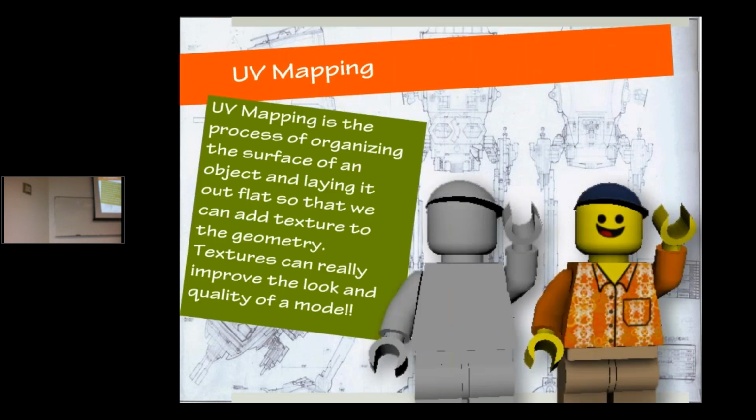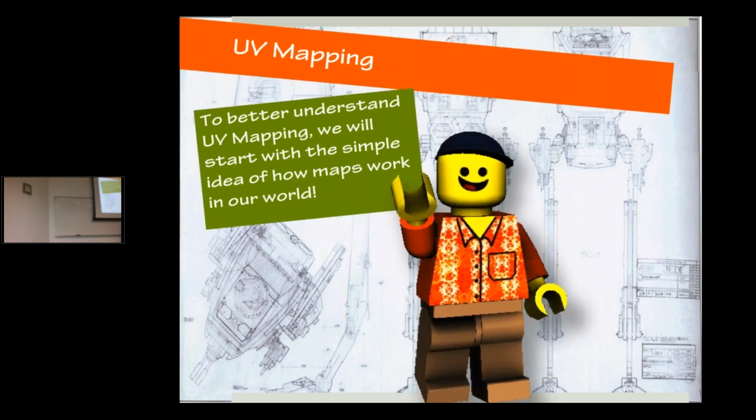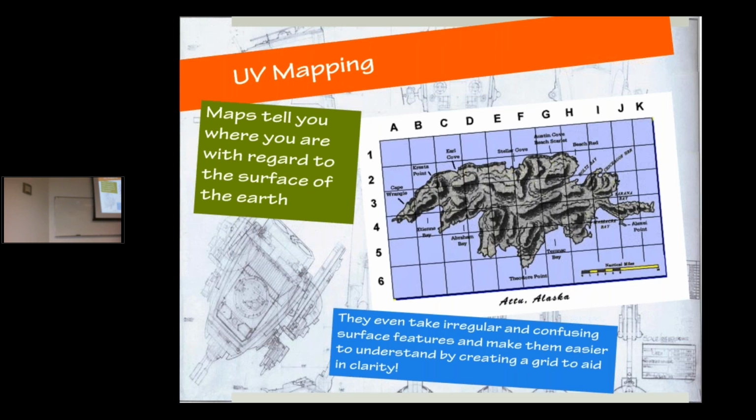All right, here we go. So again, UV mapping is the process of organizing a surface and laying it out flat so we can apply a texture to it. To better understand UV mapping, I'm going to draw some parallels between things that we do understand, and that is maps from our world. So let's take a look at this map of Attu, Alaska.